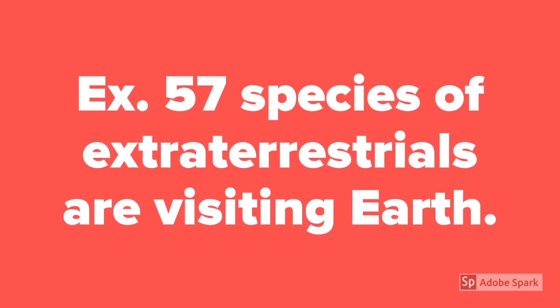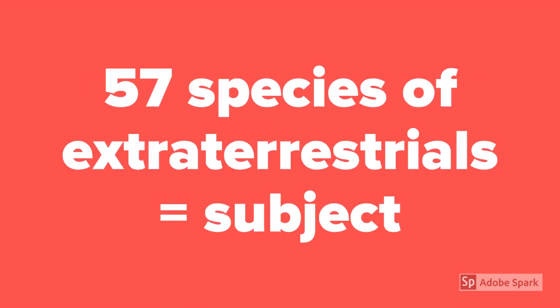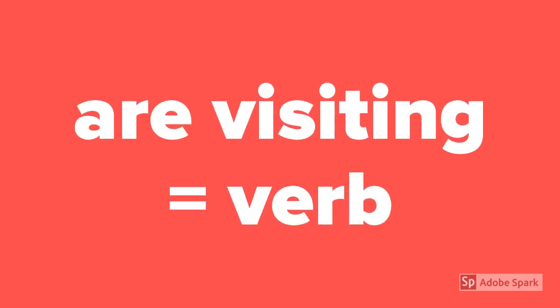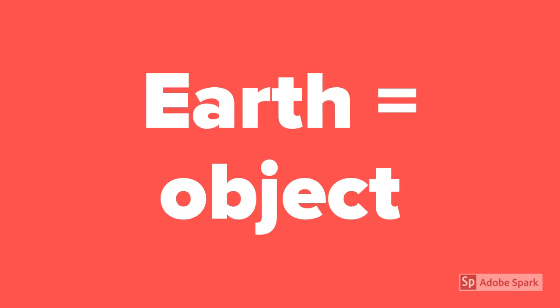For example, 57 species of extraterrestrials are visiting Earth. 57 species of extraterrestrials is the subject. Are visiting is the verb. And Earth is the object.